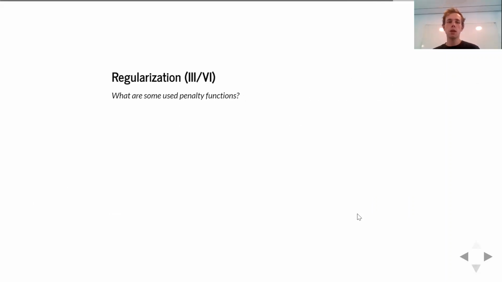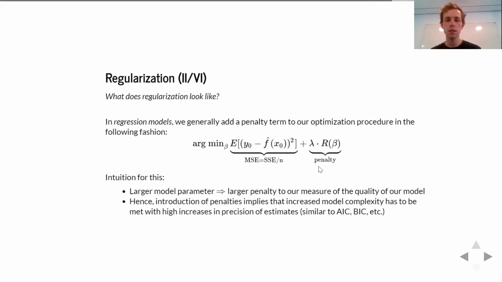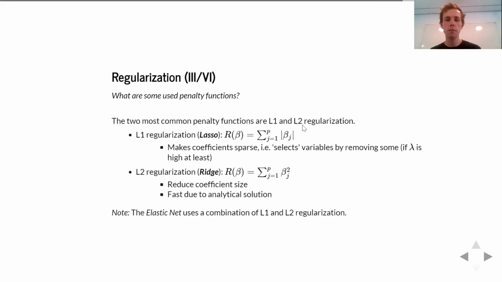Okay, and what are some commonly used penalty functions? There are two that you will generally see. These are also called L1 and L2 regularization. L1 regularization is also called lasso. In lasso, the penalty will be given by this expression here. That's just the absolute value of each coefficient, right? So we're just summing the absolute values of the coefficients.